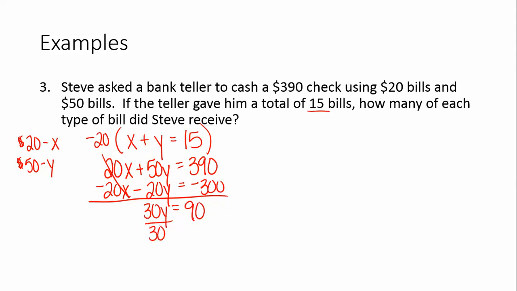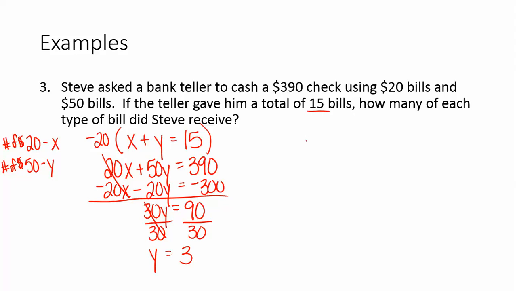Divide both sides by 30. And we get that y equals 3. Now remember, we're not talking about money here in our answer. It's not how much did something cost. It's how many 50s and 20s did he receive. So if y represents the number of 50s, and maybe I should put that, number of 20s and number of 50s. So we get y equals 3.